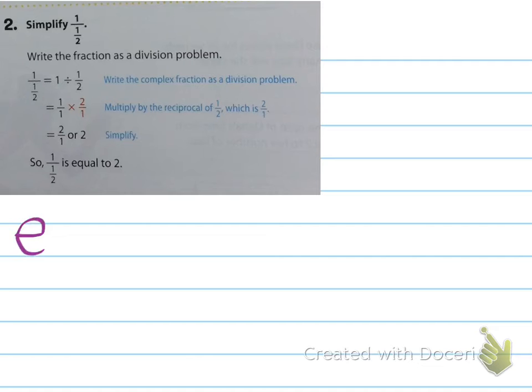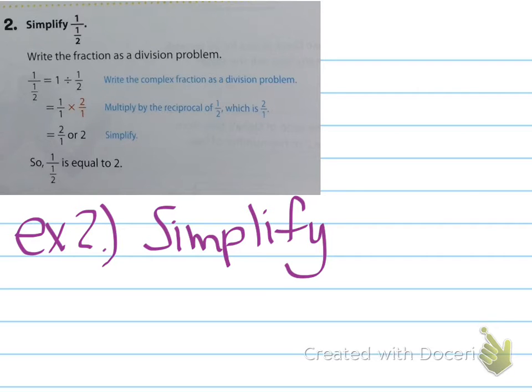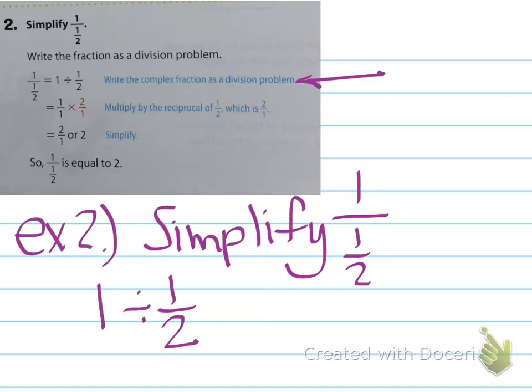All right, next thing. Now you're going to write example number 2, and you're going to write simplify 1 over 1/2. And again, we're going to rewrite the complex fraction as a division problem. So we're doing step 1 again. We're going to do 1 divided by 1/2. It goes in this order, 1 divided by 1/2.